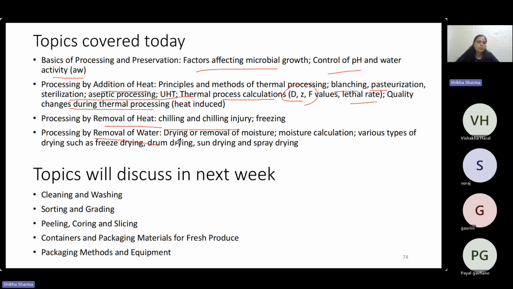We discussed also the heat removal methods like chilling and freezing, and chilling injury is the problem in chilling. And we discussed removal of water, like drying, and the moisture calculation, like wet basis and dry basis. You can solve some questions on dry basis. Then we discussed freeze drying, drum drying, sun drying, and spray drying methods. In the next lecture, we will be discussing cleaning and washing, sorting and grading, peeling, coring and slicing, containers and packaging materials for fresh produce, and packaging methods and equipment.